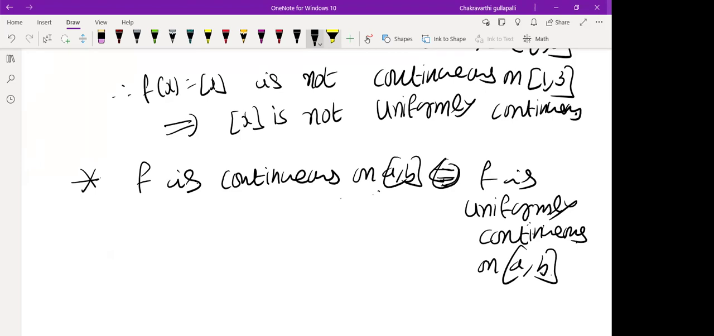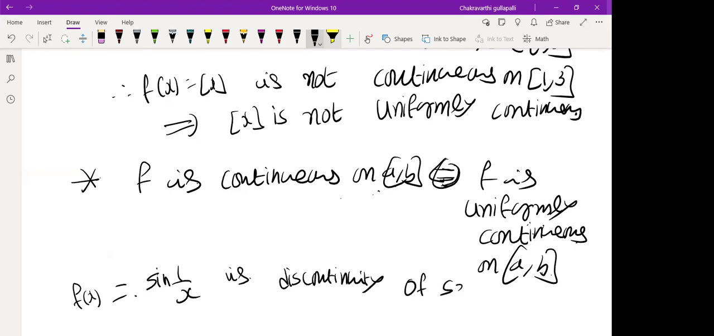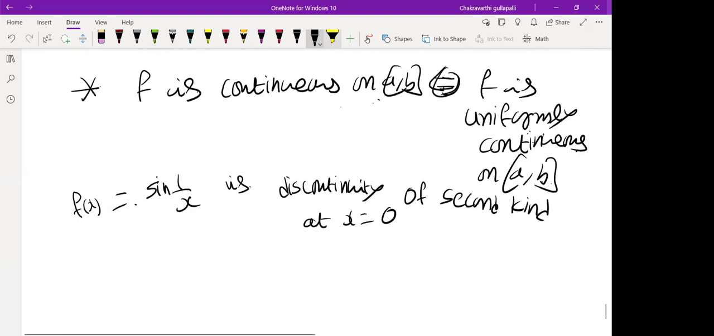Okay, for example, sin 1 by x. We know it is having a discontinuity. Discontinuity of which kind? Any one of you, do you remember? Second kind. At what point? At zero. At other points? Continuous. If it is continuous, then automatically it is uniformly continuous.